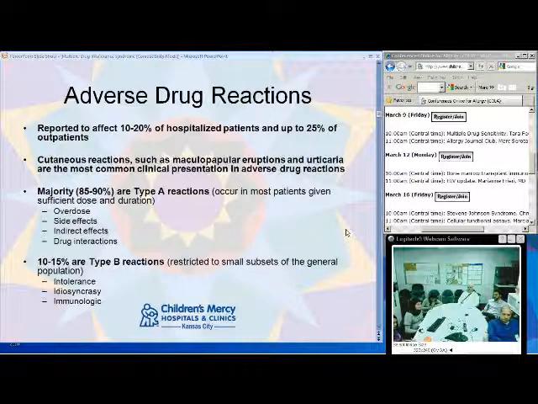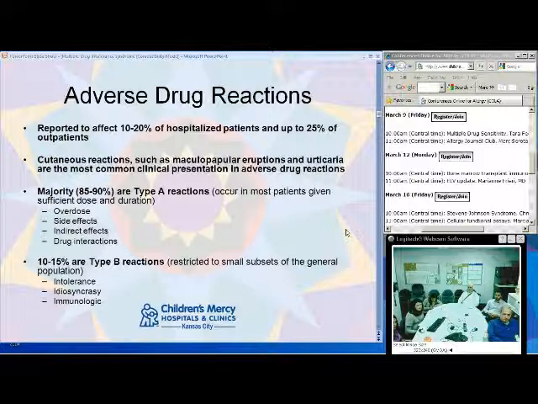Type B reactions are much less common, and these are restricted to a small subset of the general population. Intolerance, the example they gave was tinnitus with aspirin. Idiosyncrasy is like anemia with antioxidative drugs with G6PD deficiency. And then immunologic, which we all know about, anaphylaxis to a beta-lactam antibiotic.